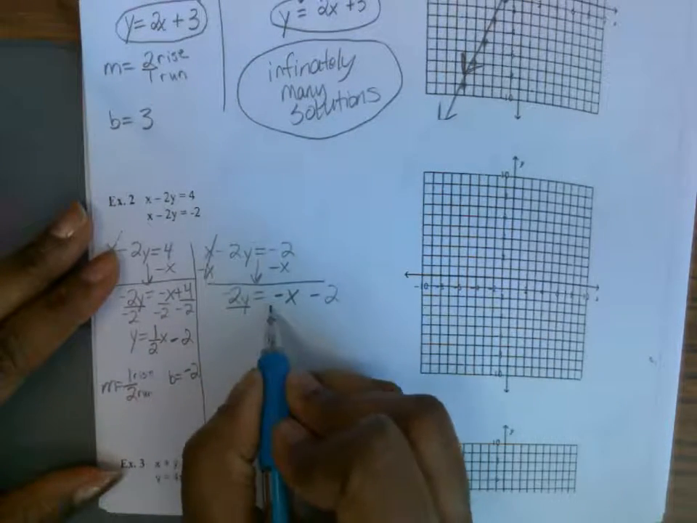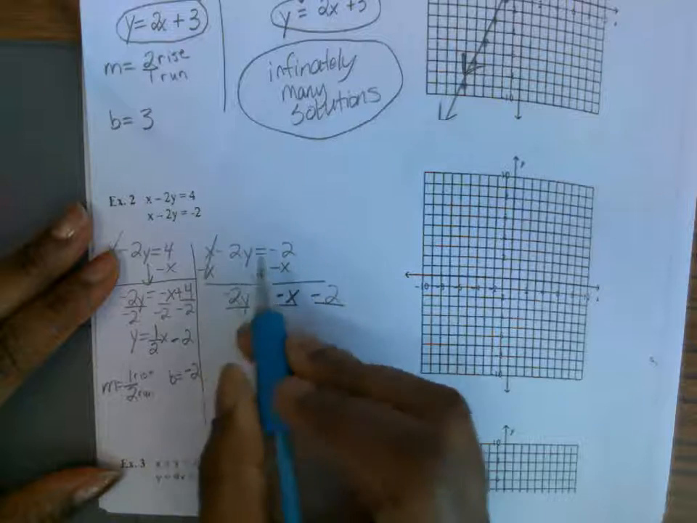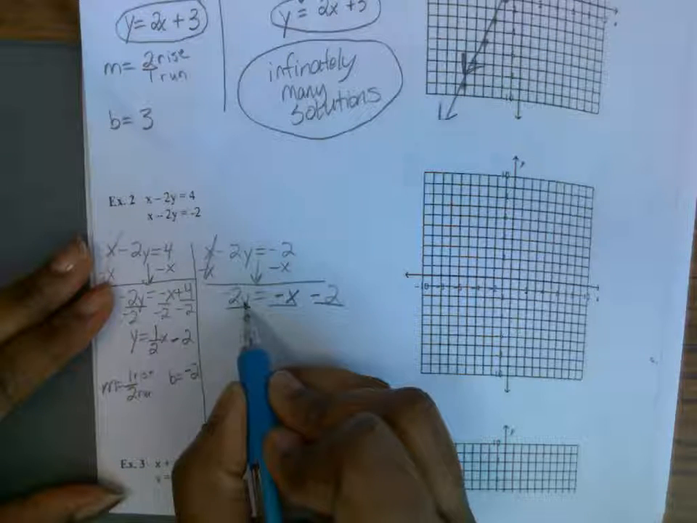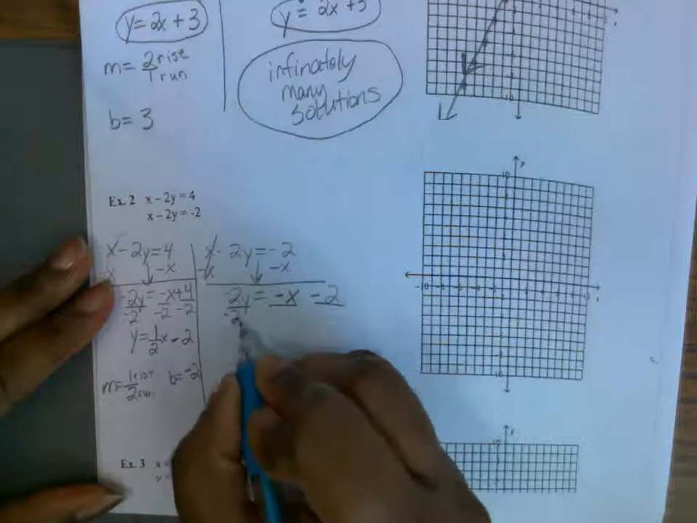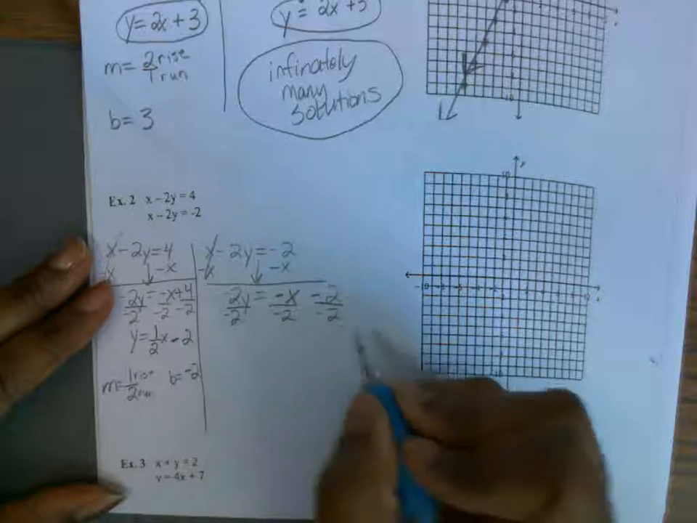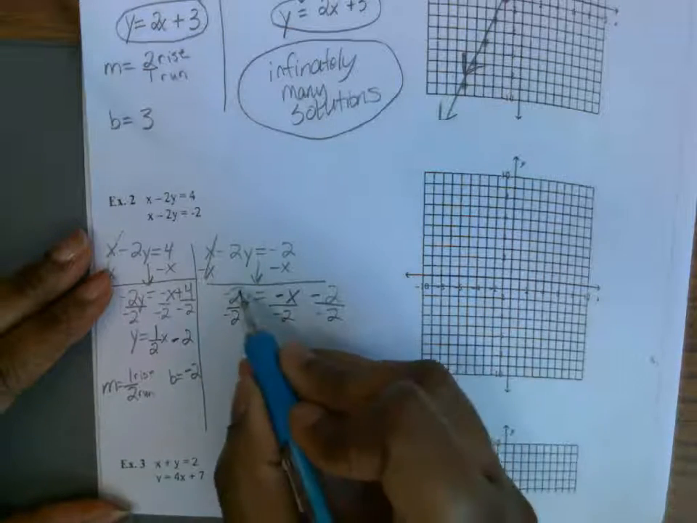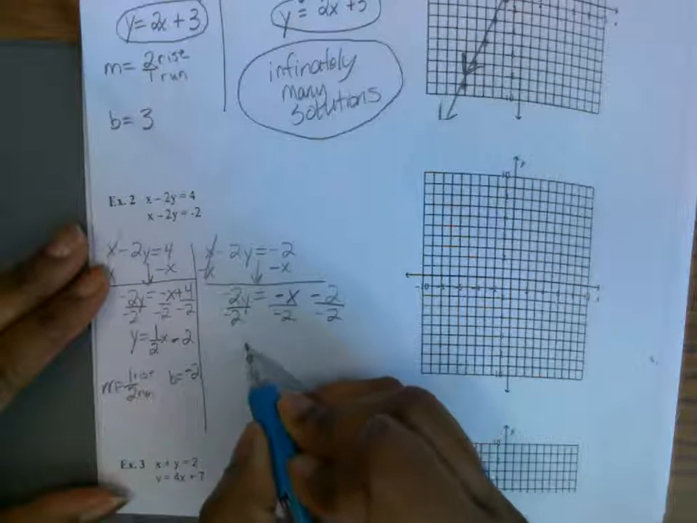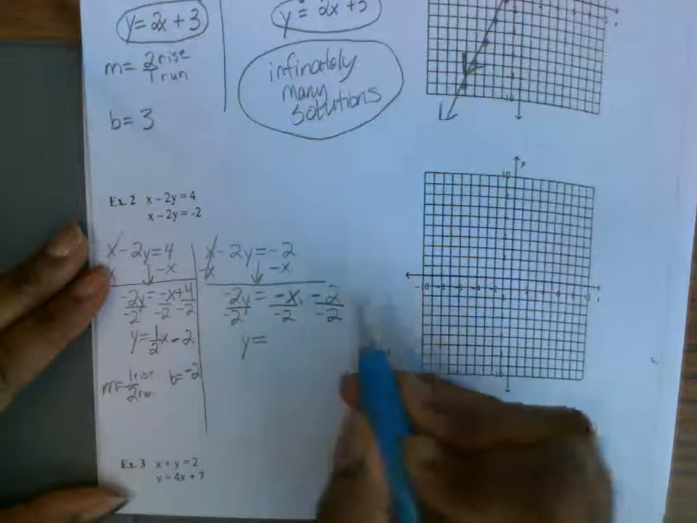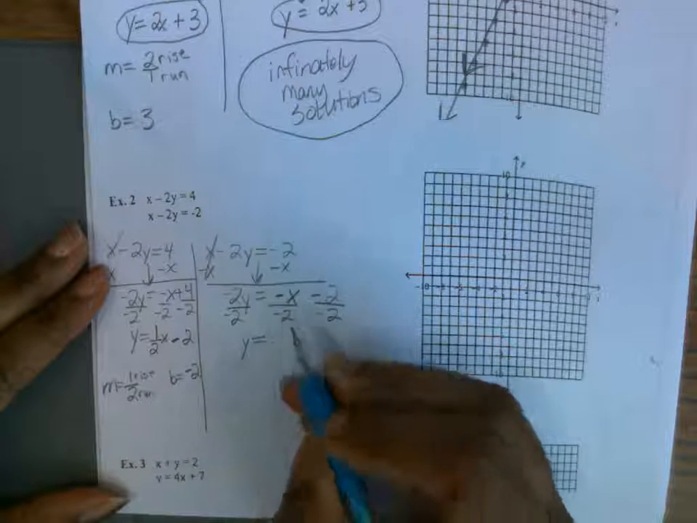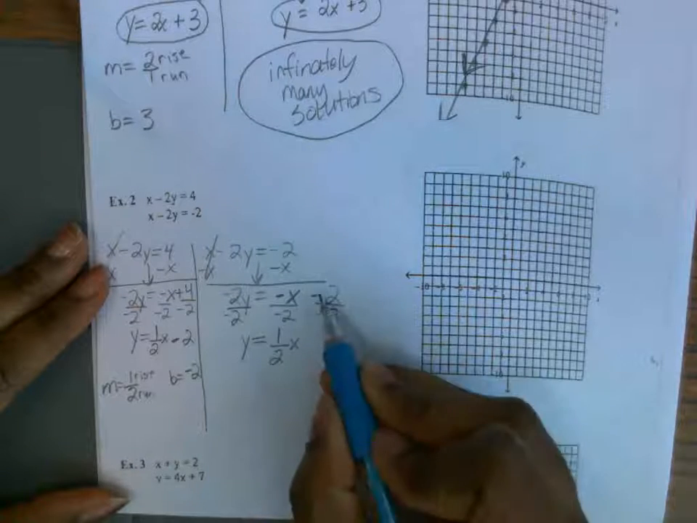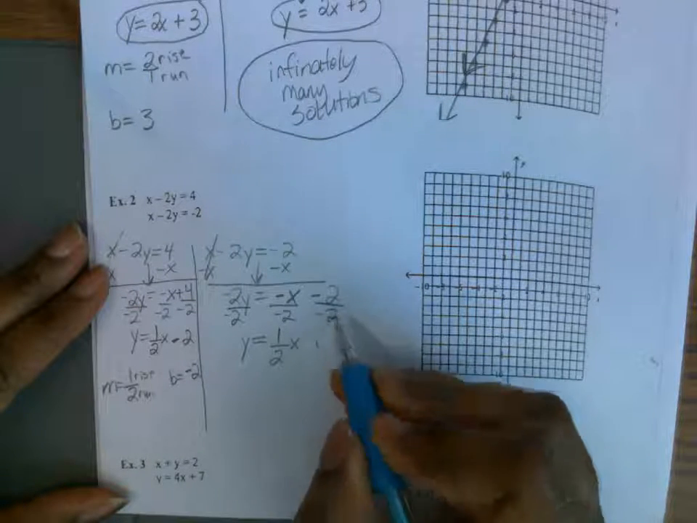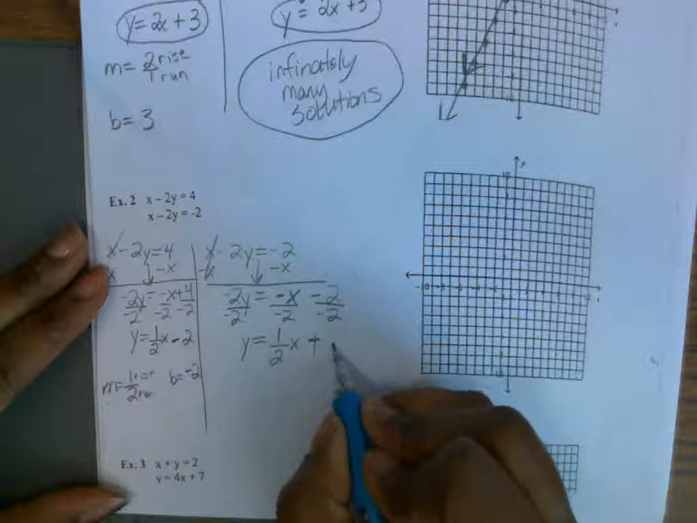Now I'm going to divide everything by this negative 2 because remember, in order to get rid of this negative 2, which is being multiplied, the opposite of multiplication is division. So you're going to divide each of these terms by negative 2. This is going to give me 1y on this side. A negative divided by a negative is a positive. This gives me a positive 1/2 x. A negative divided by a negative gives me a positive 1 here.